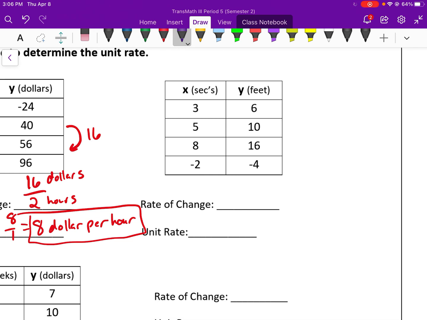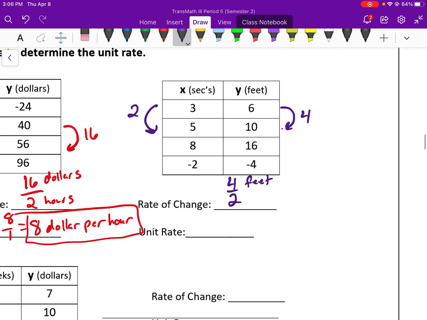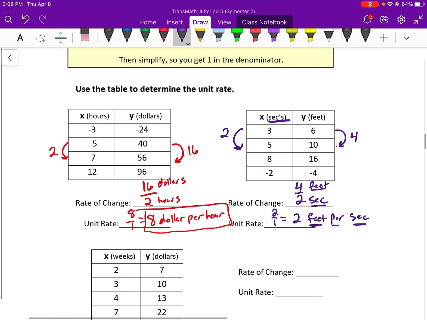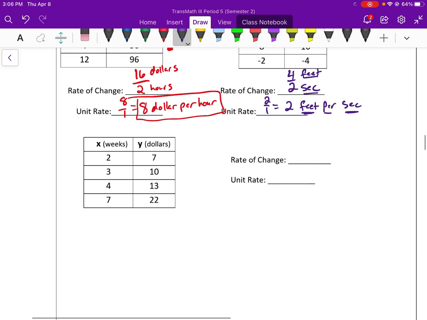Again, change in y, so you have to pick two points. I'm seeing 6 to 10. That's a difference of 4. The change from 3 to 5 is 2, so that rate of change is 4 over 2. We're talking feet for y and seconds for x. Again, for the unit rate we have to get that denominator to be 1, so divide both top and bottom by 2. You're going to get 2 over 1, which is 2. And we're talking feet per second. It's always the top per the bottom. Feet per second.